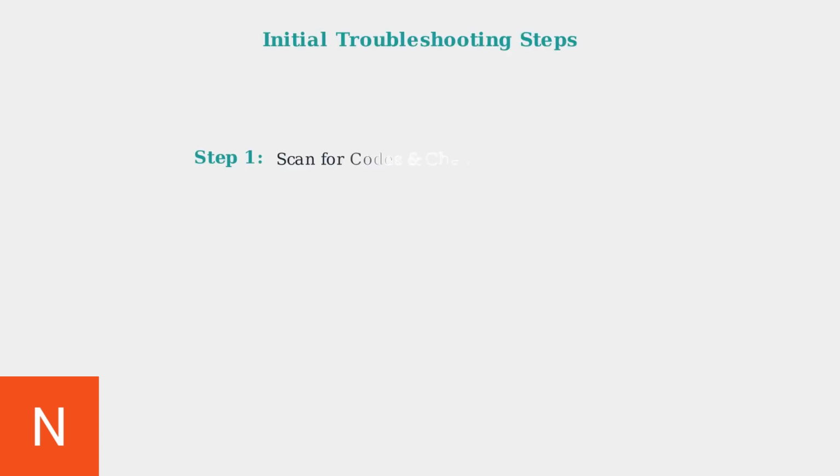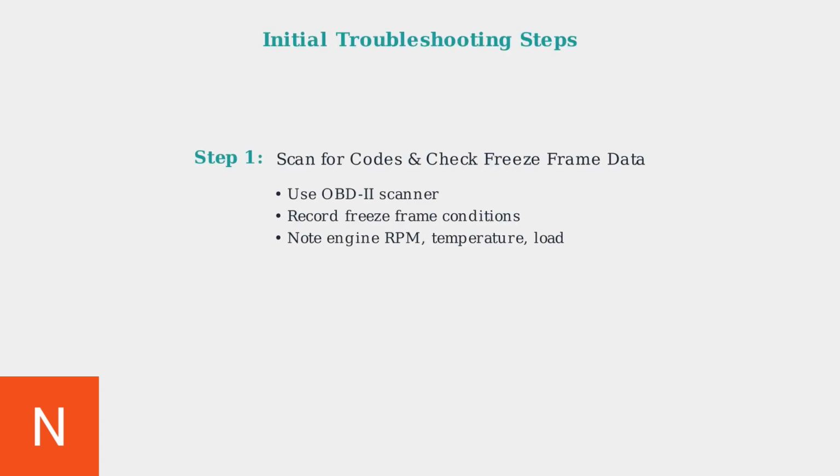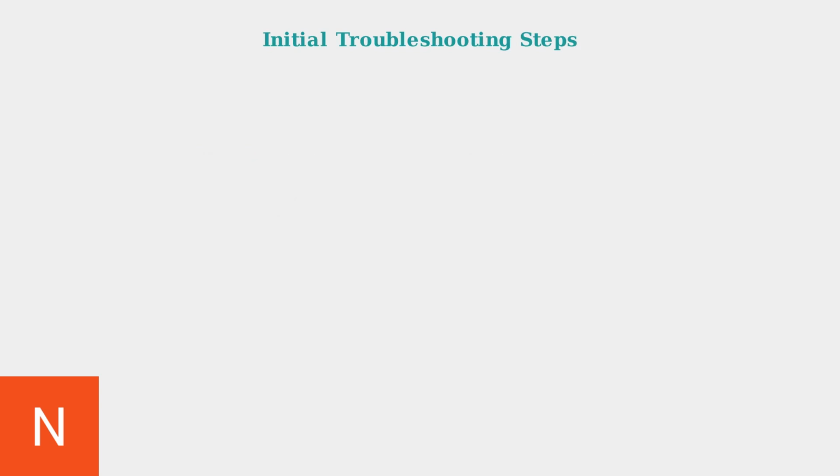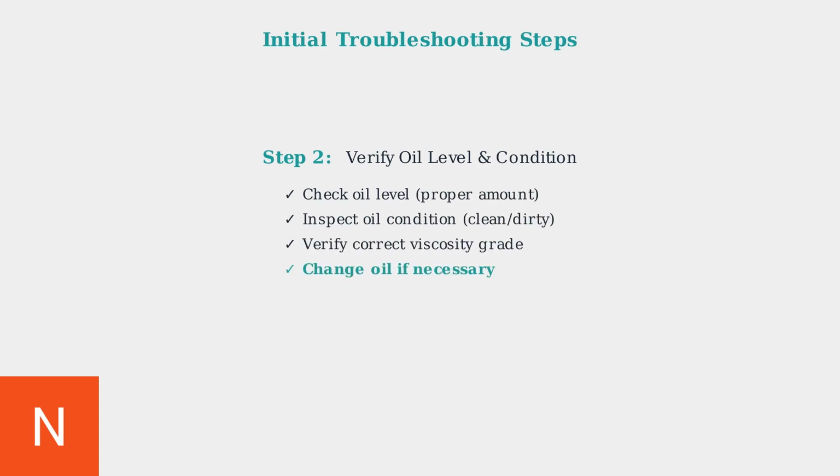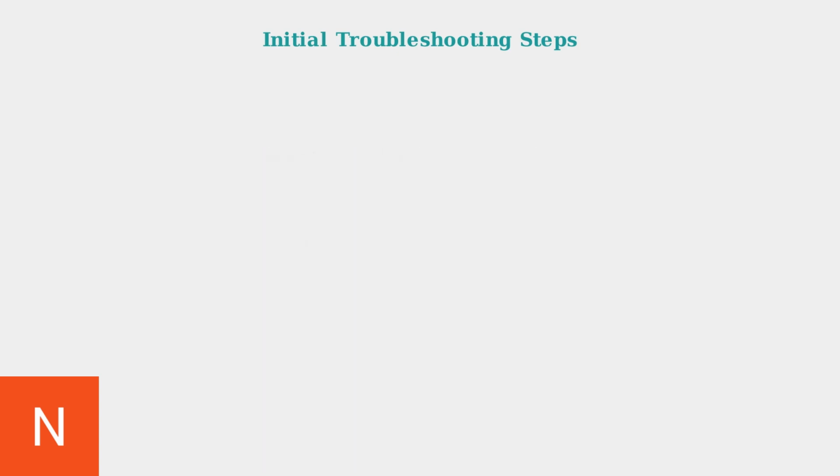Start your diagnosis by scanning for diagnostic trouble codes and checking freeze frame data to understand the conditions when the code was set. Next, verify the oil level and condition. The oil should be at the proper level, clean, and of the correct viscosity. Change the oil if it's dirty or the wrong grade, as this resolves most P000C codes.